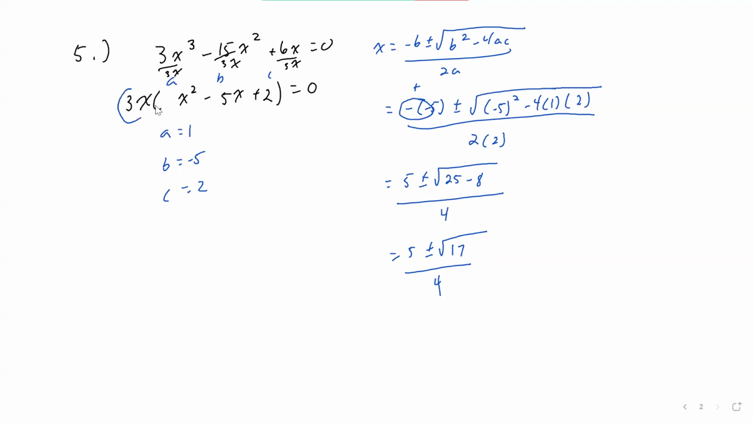But the issue is you cannot forget about this factor. You'd have to set 3x equal to 0. So I'll divide both sides by 3. So I'll also get x equals 0 and x equals 5 plus or minus the square root of 17 over 4. If you make a mistake, the mistake will be you forgetting the 0 to begin with.